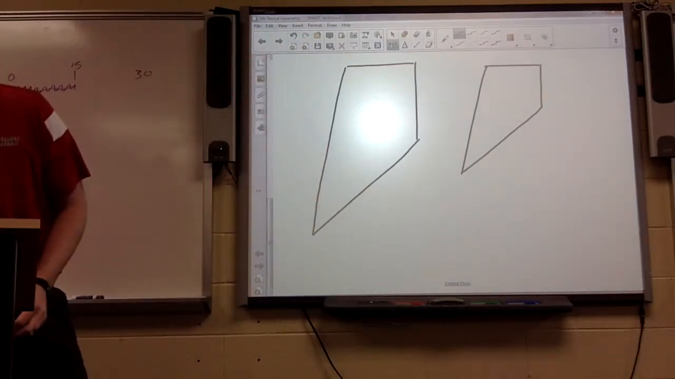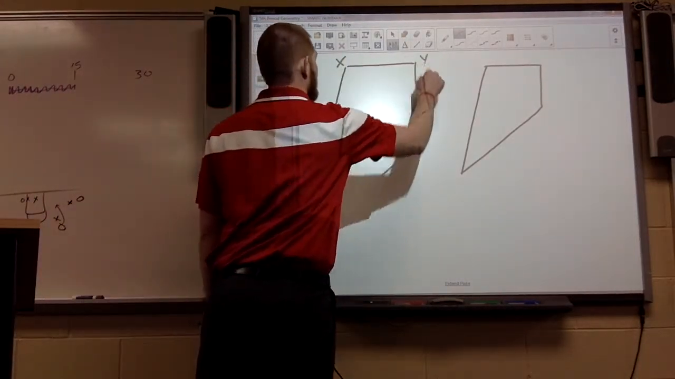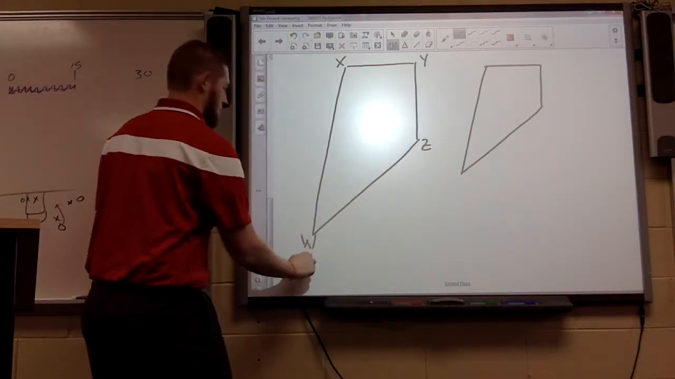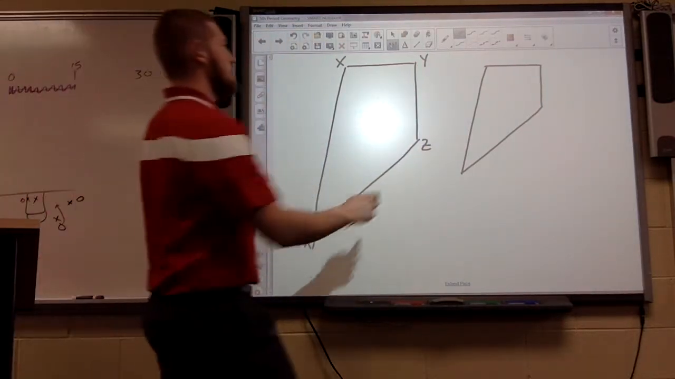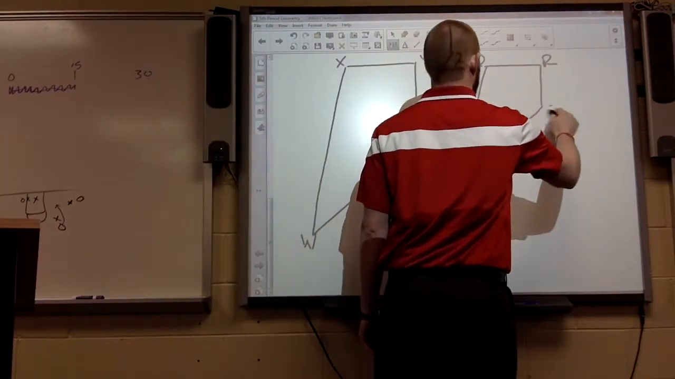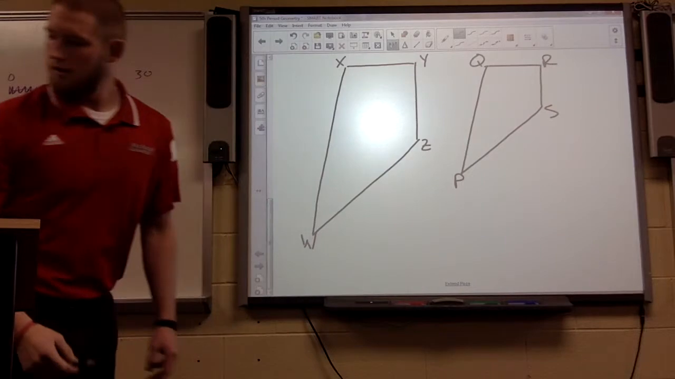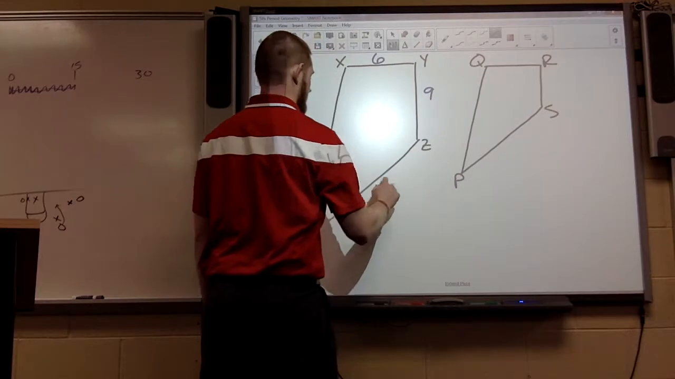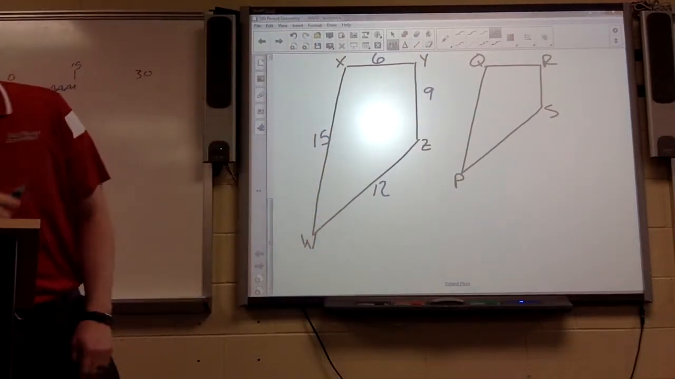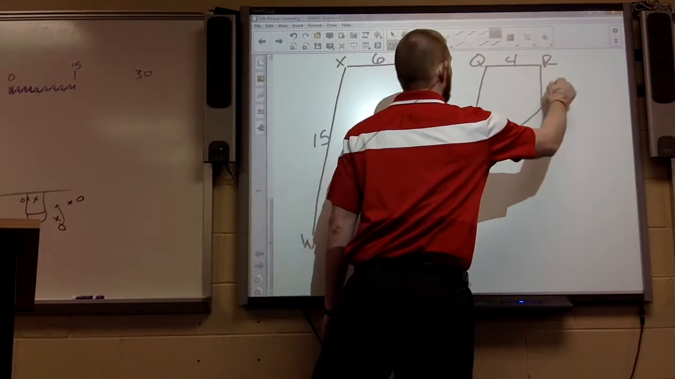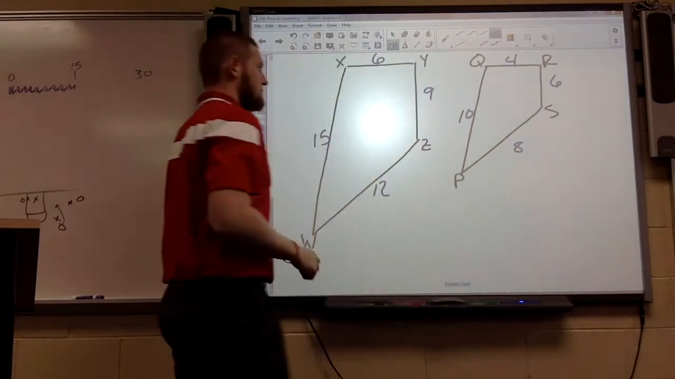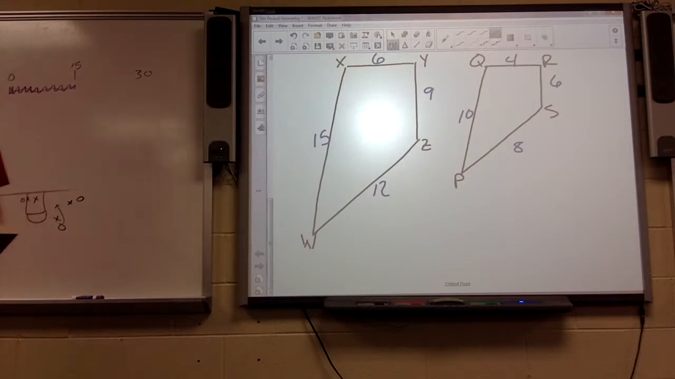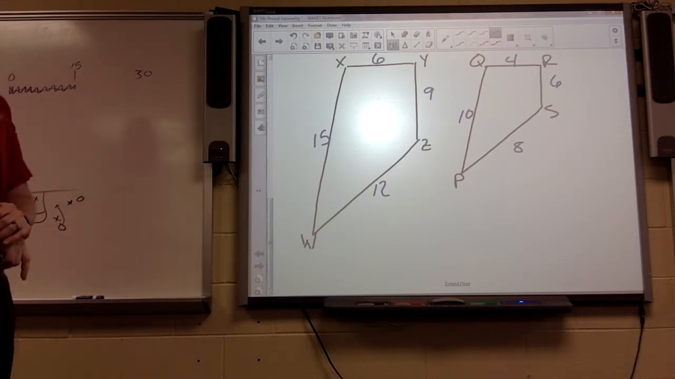Okay. And I have XYZW. And I have QRSP. And I have 6, 9, 12, 15. And 4, 6, 8, 10. Okay. I'm not going to mark the angles that they marked in there, but since they marked that the angles were congruent, there's a chance that they might be similar figures, right?